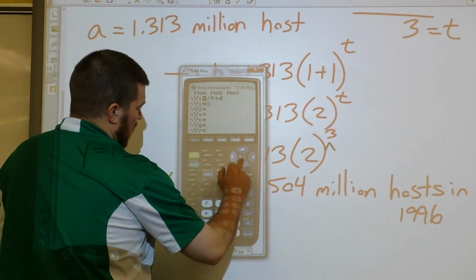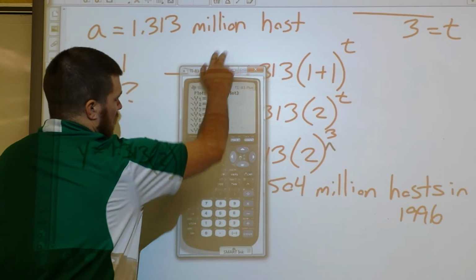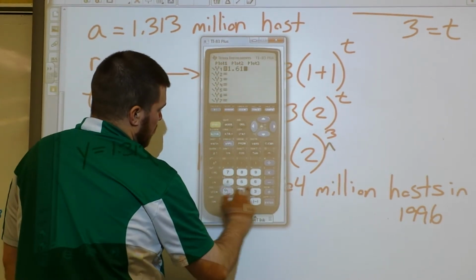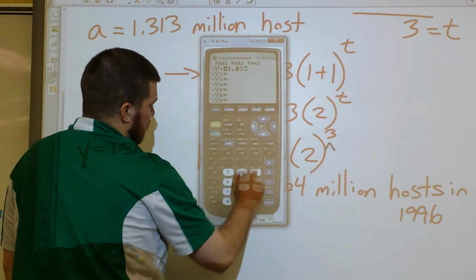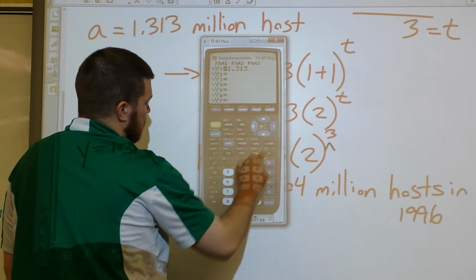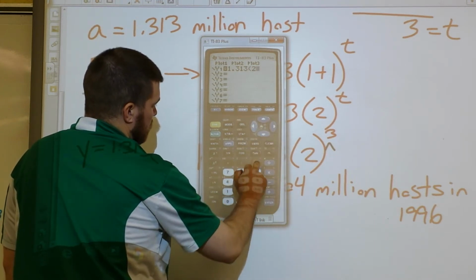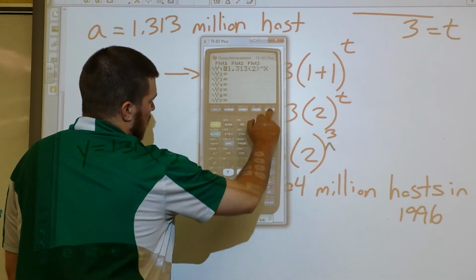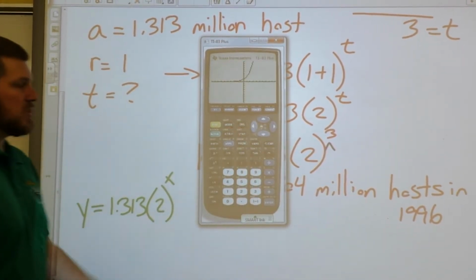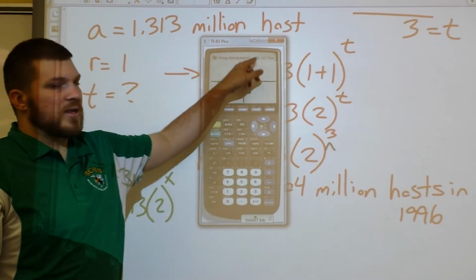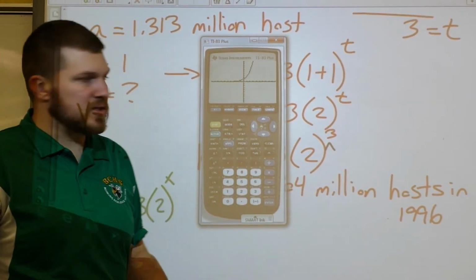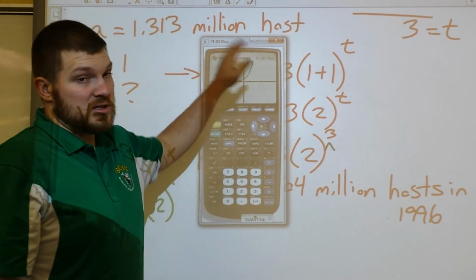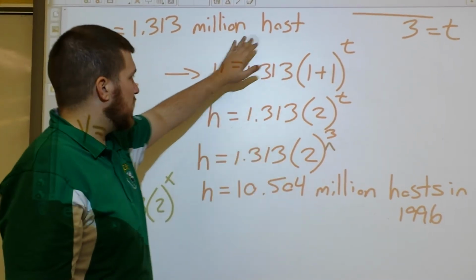Again, this is all just y1. So 1.313. Make sure you type it in correctly. For whatever reason, I'm struggling with that today. And I want to graph it. So that's what it looks like. As you can see, this graph represents the number of hosts increasing over time. The number of hosts is increasing really, really fast. Okay, so now we got a graph.